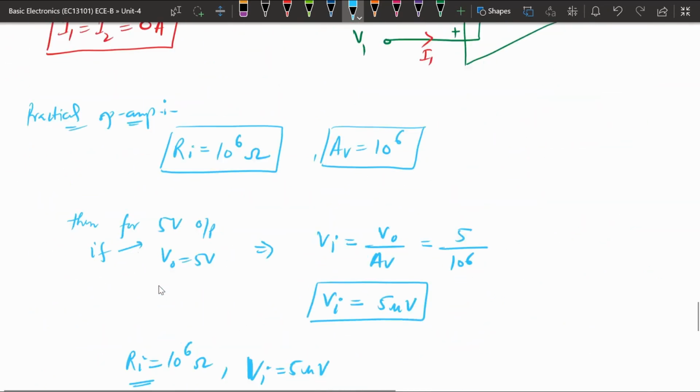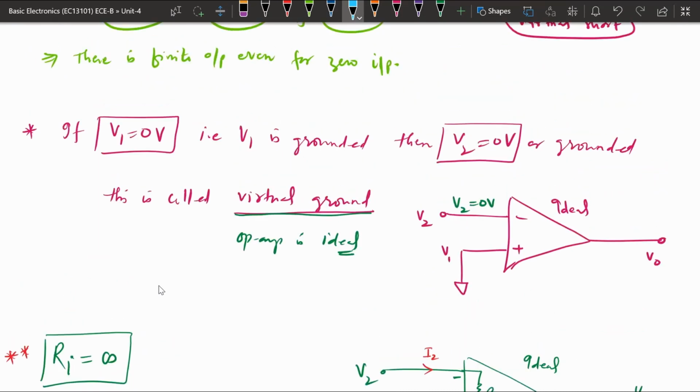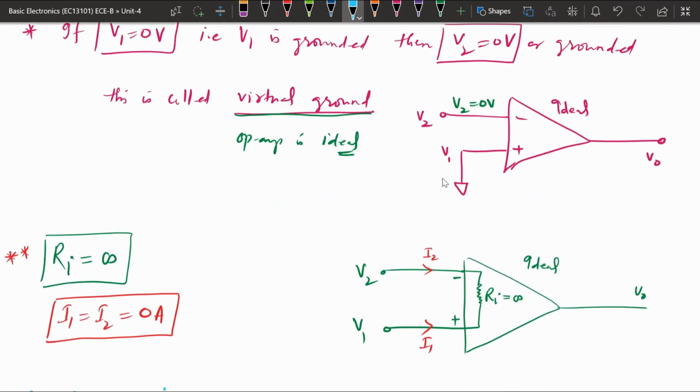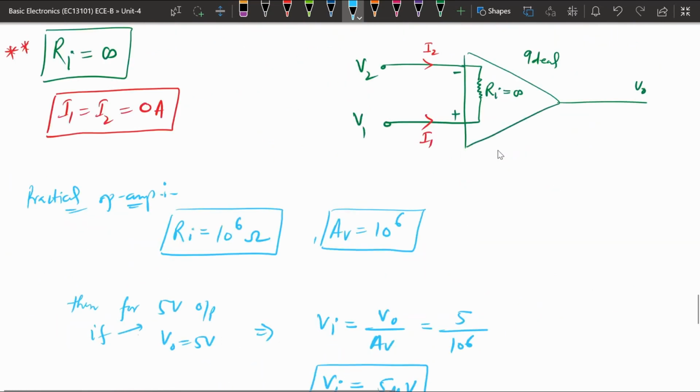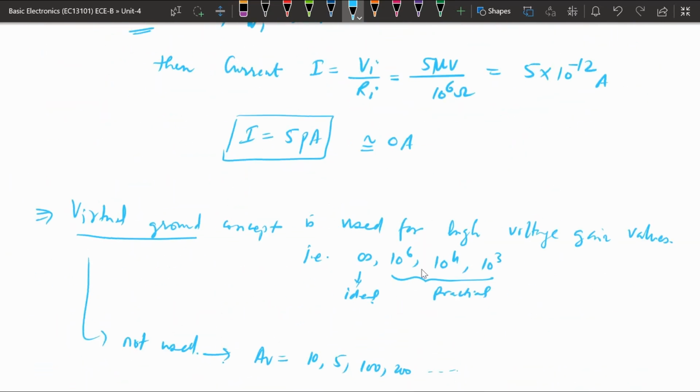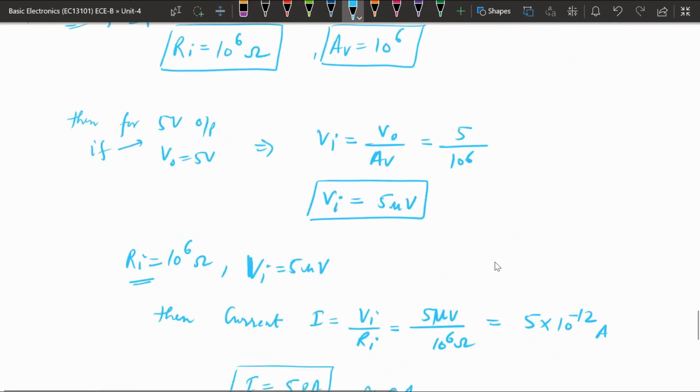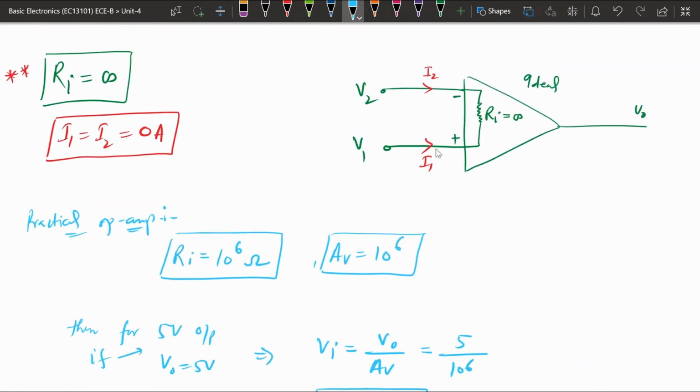So if the operational amplifier is ideal, we need to have the concept of virtual short. That means whatever the input voltage V1 is, the input voltage V2 will be the same. Virtually it will be shorted. If one of the terminals is grounded, the other will also be grounded based on the virtual ground concept if the ideal operational amplifier is there. And this similar concept can also be used for the practical case, up to a gain of 10 to the power 3, where we will consider the virtual ground case.